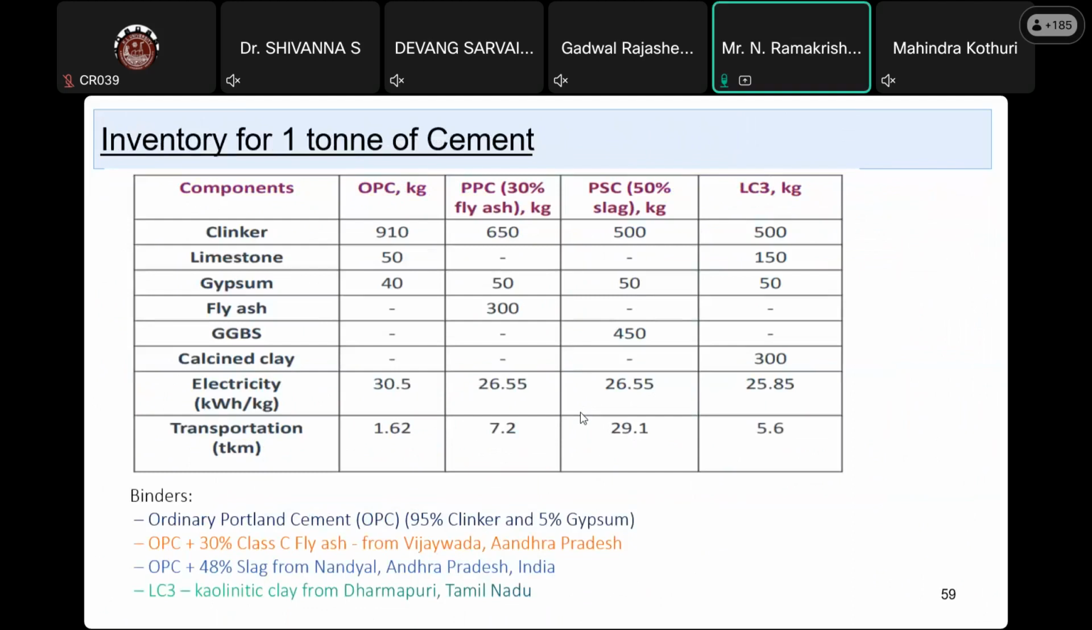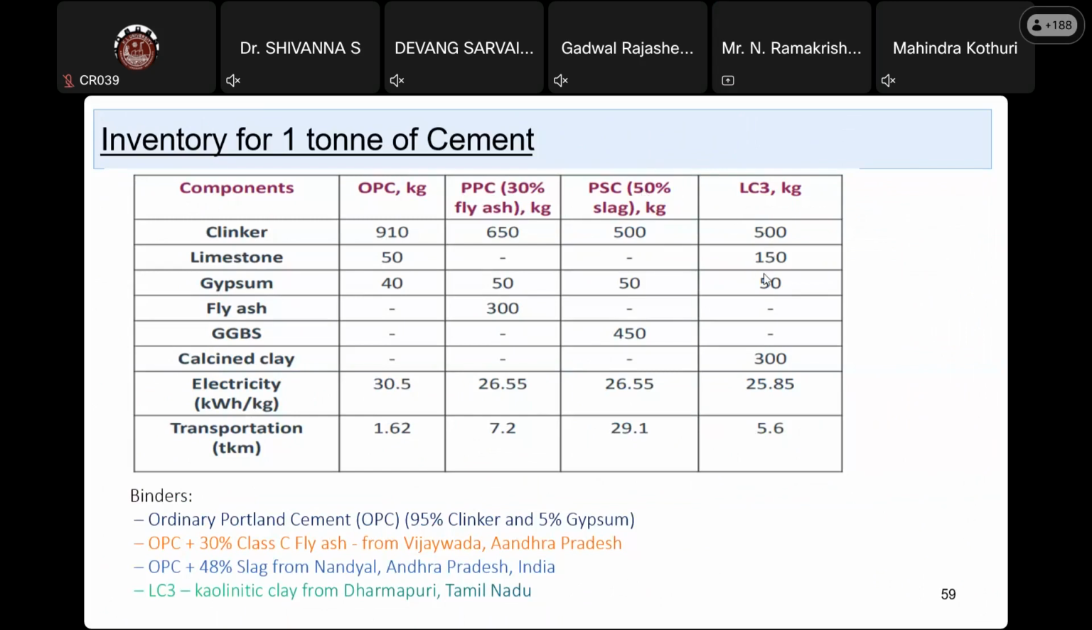Now the materials used for 1 ton of cement. You can see here all these values. The clinker, the first one is OPC, but clinker is 9-10 kgs, right? The remaining is limestone gypsum, and electricity and transportation is common for all the 4 cases. And PPC they are taking as 30% fly ash. So PSC they are taking 15%.